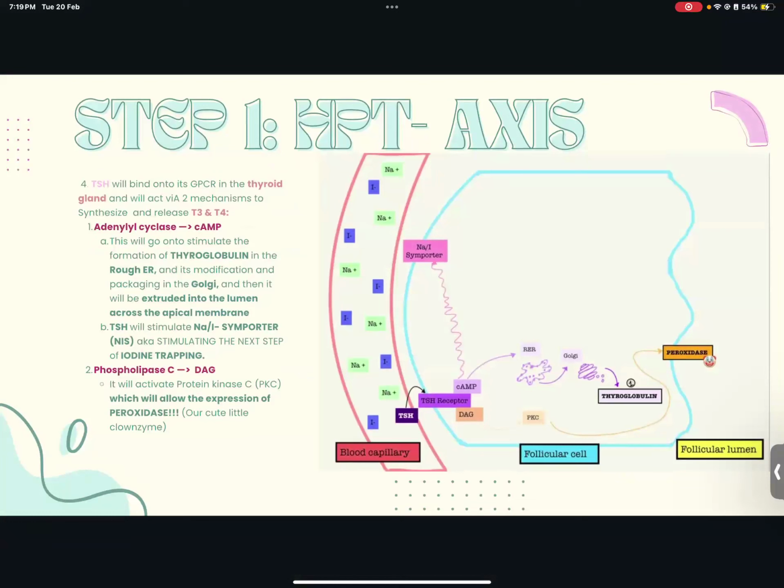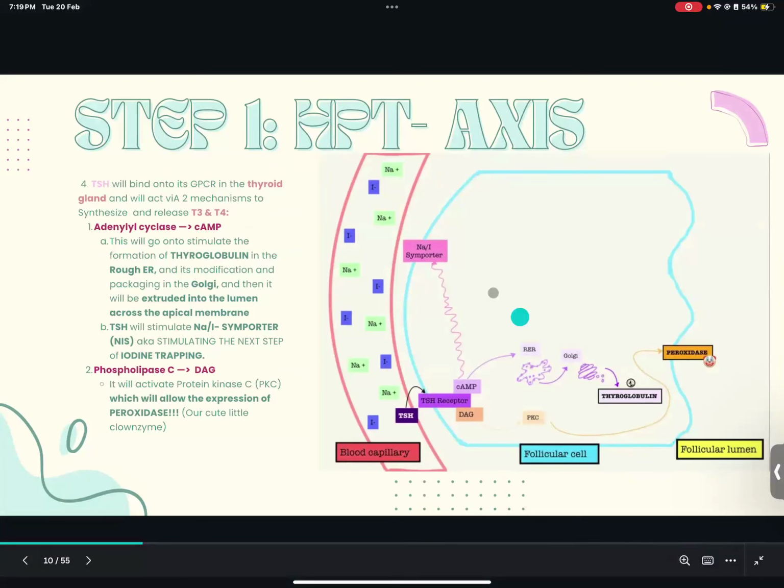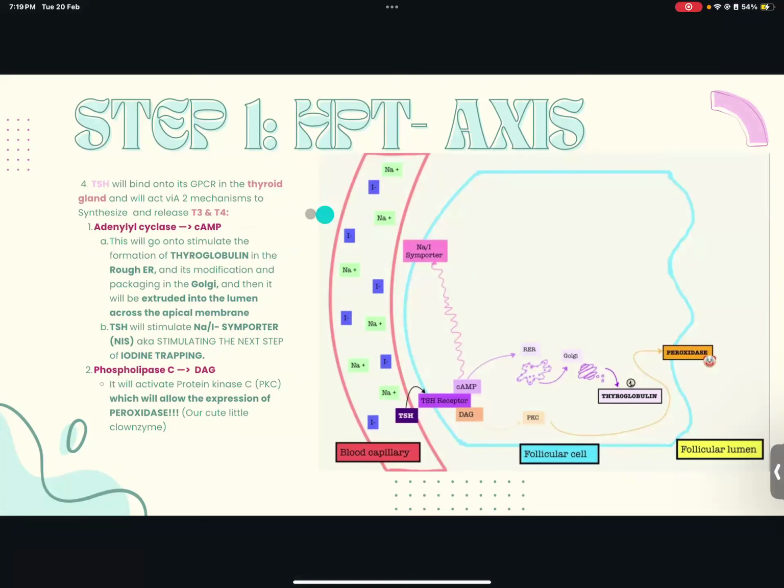Now let's talk about, we're still in step 1, but I'm going to talk about how TSH carries out its functions. So TSH comes from the anterior pituitary gland, coming from the blood capillary. Here, I've drawn my own diagram because I feel like it's easier to understand when it's step by step rather than when you have all the steps in front of you. I'm going to explain through it, and then I'll take Dr. Simon's diagram and explain the steps on that later, just as a quick review.